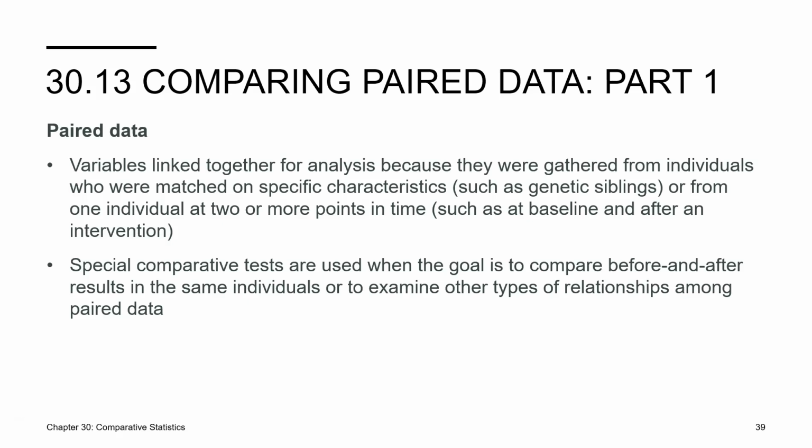And so section 30.13 goes over comparing paired data. So you don't always compare your data to different groups. You may compare it among the same people, but at different points in time. And so variables linked together for the analysis can be gathered before and after, or it could be something where people are very, very similar to each other, like genetic siblings. And so you just do a different type of test where it's a before and after comparison.